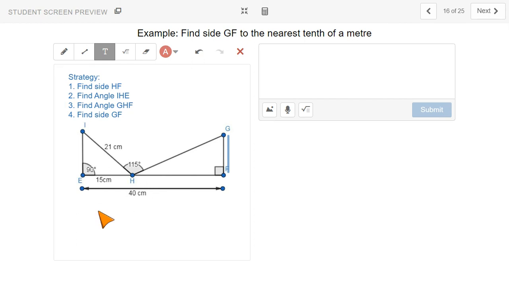So HF, we know it's 40 degrees minus 15. So HF is equal to 25 centimeters.